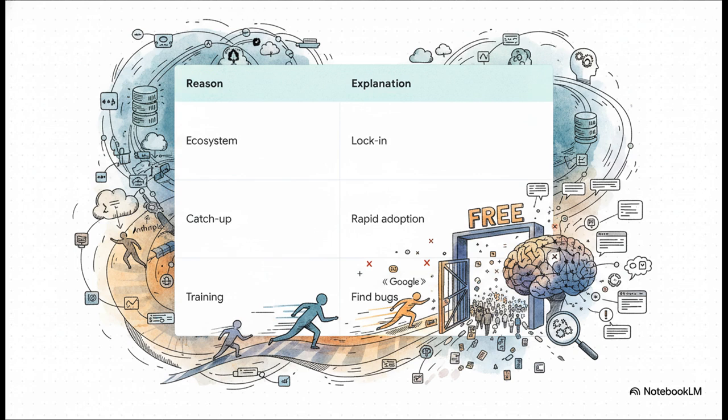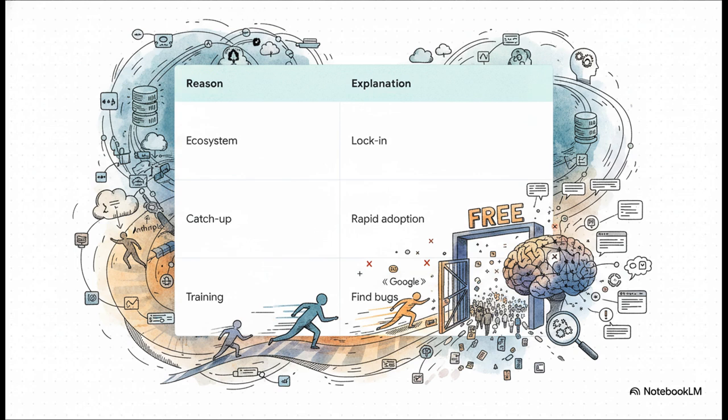First, ecosystem lock-in. If millions of people start building with this today, they're far more likely to stick with Google Cloud and Gemini services long-term. Second, Google is in catch-up mode. Anthropic and OpenAI became the faces of AI coding first, so offering this for free is the absolute fastest way to drive massive, rapid adoption.